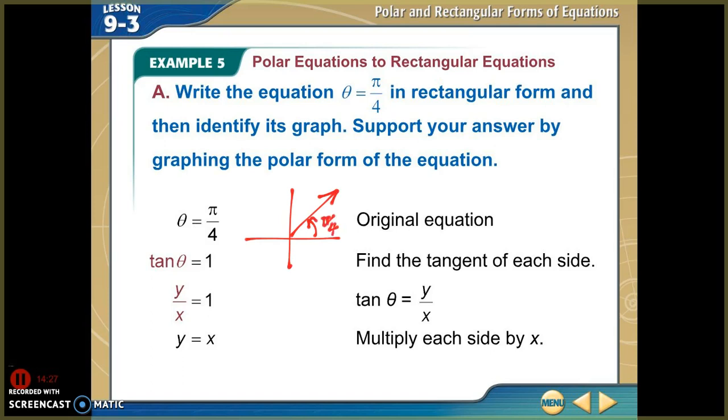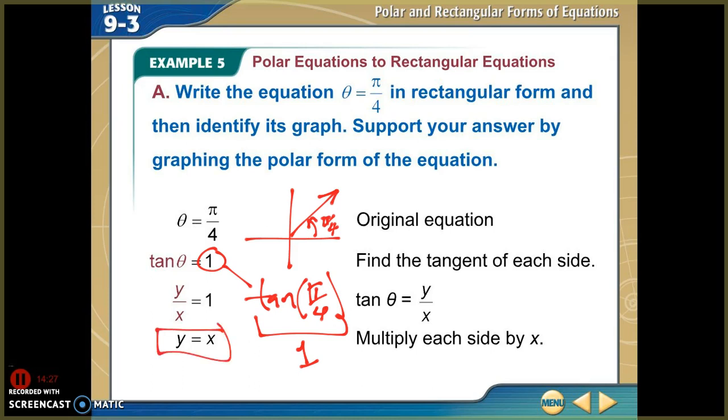If I'm doing that, I know that I can take tangent on both sides. So tangent of pi over 4, sine and cosine are the same, so that is just 1, which is what they're showing there. And then I know that tangent of theta is y over x, and if I just multiply by x, I get a line like we'd expect.